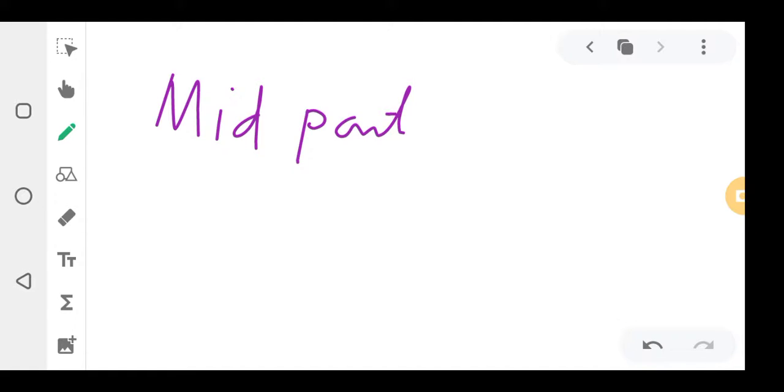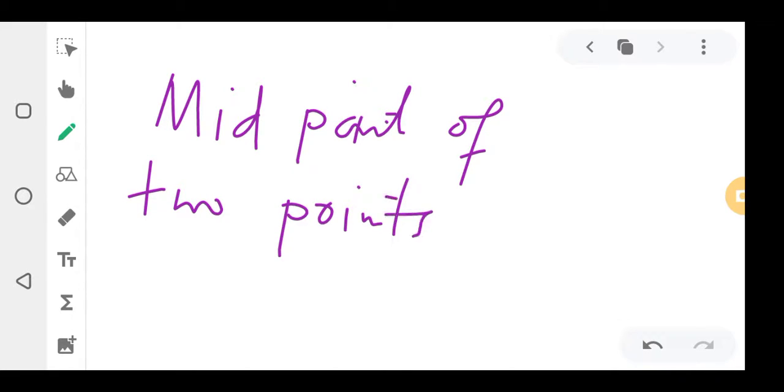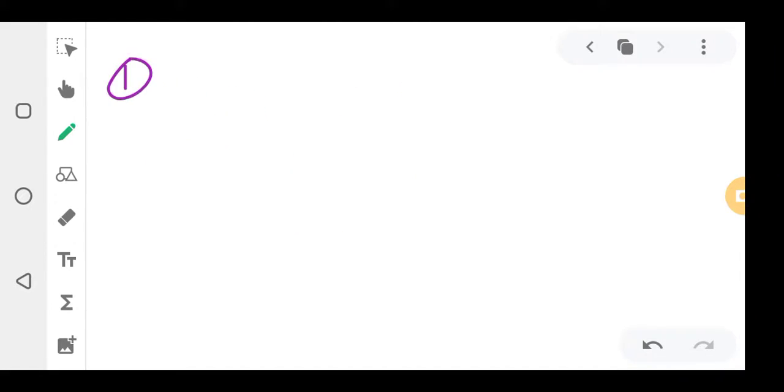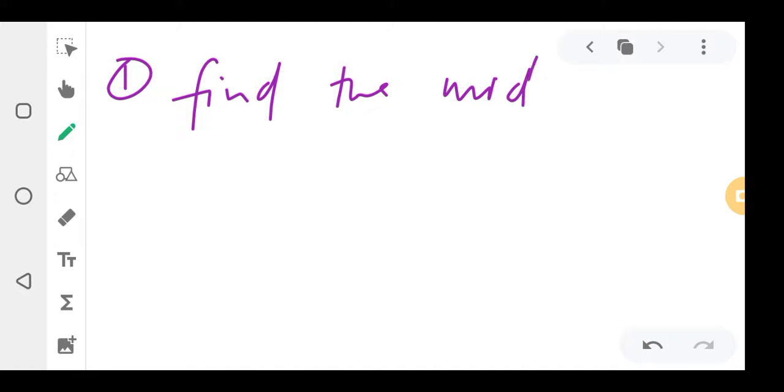Now the midpoint. How do you find the midpoint of 2 points? Okay, for example, let's say question 1 is this. They can say find the middle, or find the midpoint. It's called middle point or midpoint.